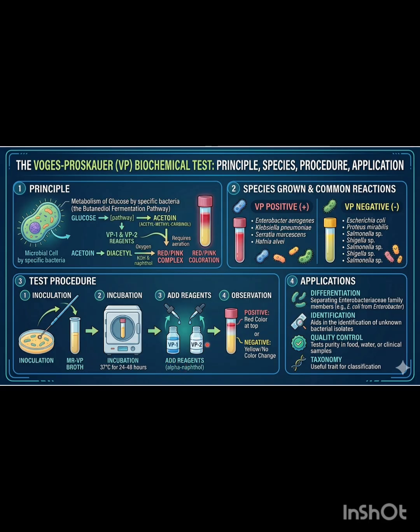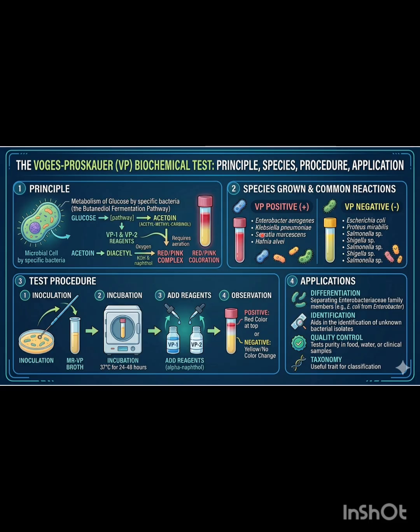VP2 is 40% KOH. If it is positive, we will have this red color. If not, it is going to be the yellow color. Some species which grow are Klebsiella pneumoniae. Klebsiella pneumoniae was negative in the past two tests, but now we are going to see it in positive, and Enterobacter aerogenes.